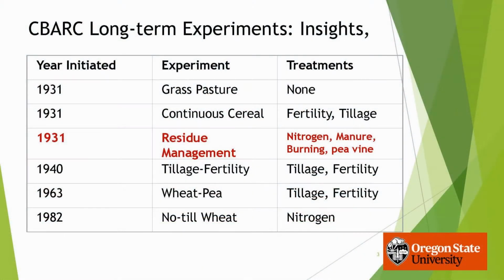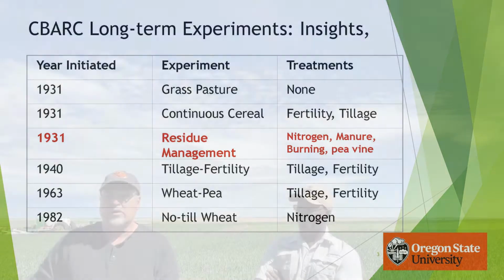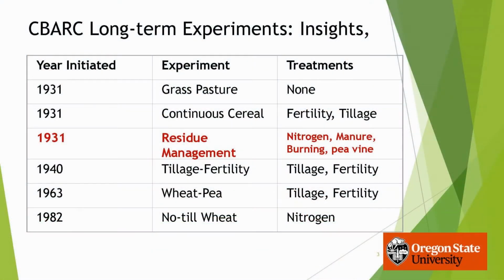At CBARC, we have a collection of long-term experiments, some of them dating back to the 1930s. And they include different treatments. Things like a long-term grass pasture that is kind of a baseline of what a good soil pre-agriculture could have been. We have a continuous cereal experiment testing yearly fertility and tillage on continuous crops.